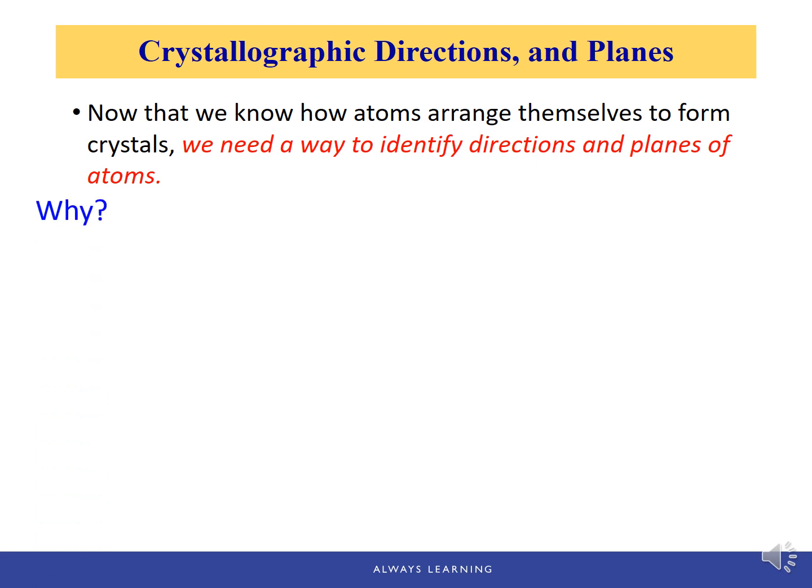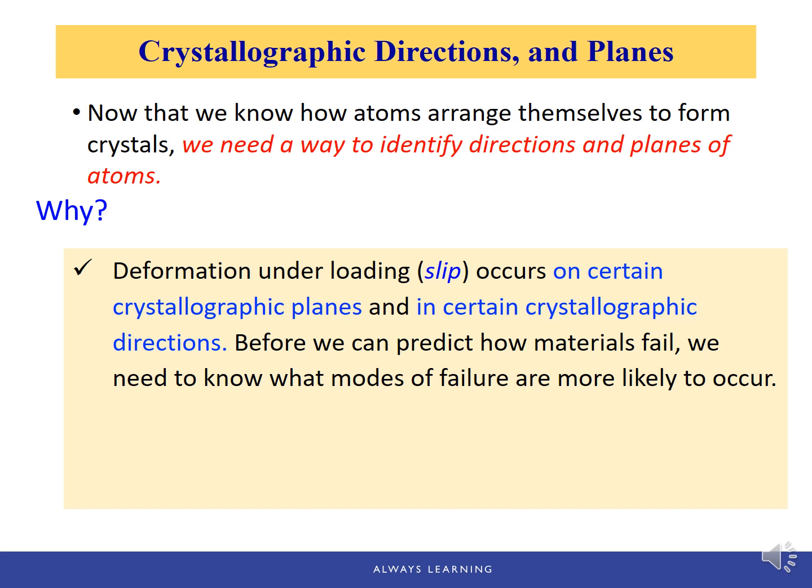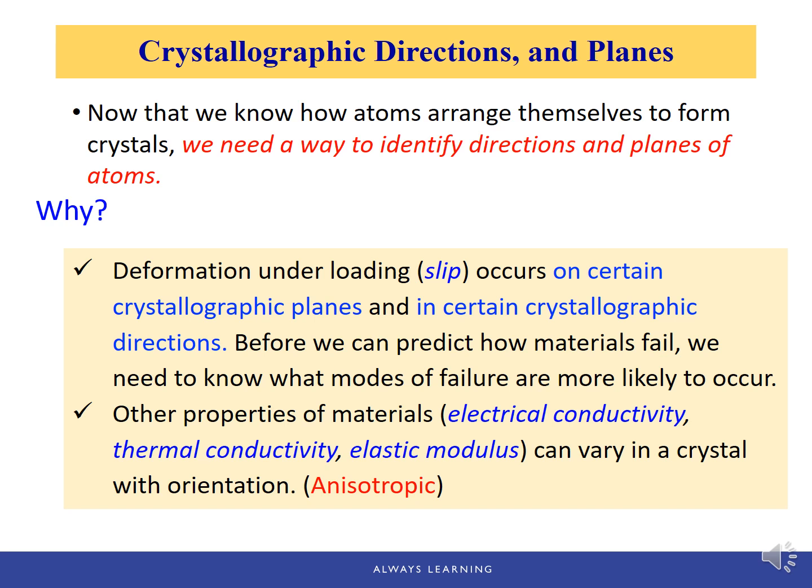Well, there are many reasons. Just to name a few, first of all, we're going to learn the deformation of materials. So you will learn later deformation and loading occurs only on certain planes in certain directions. So before we can predict how materials fail, we need to know what modes of failure are more likely to occur and along which directions within which planes. And also, other properties of materials, including electrical conductivity, thermal conductivity, elastic modulus, can vary in a crystal with different orientations.